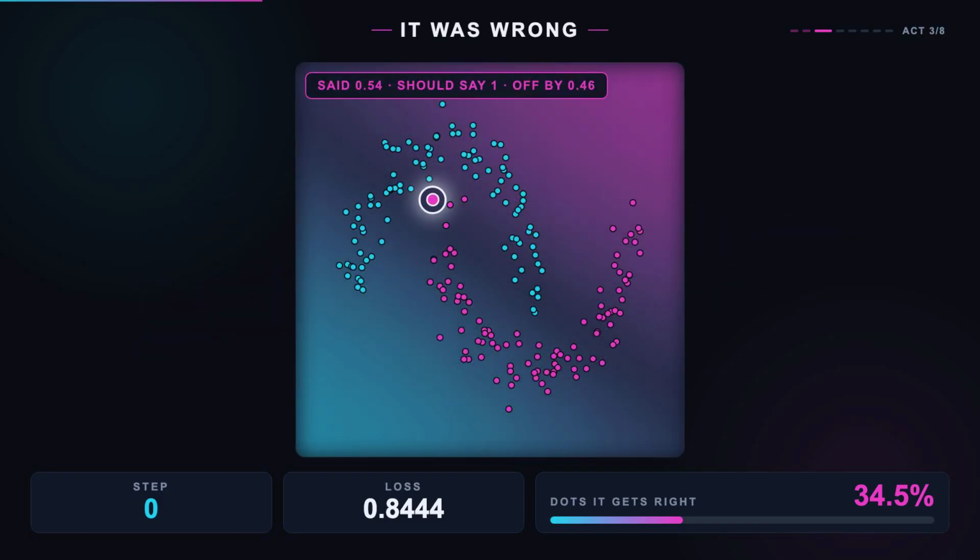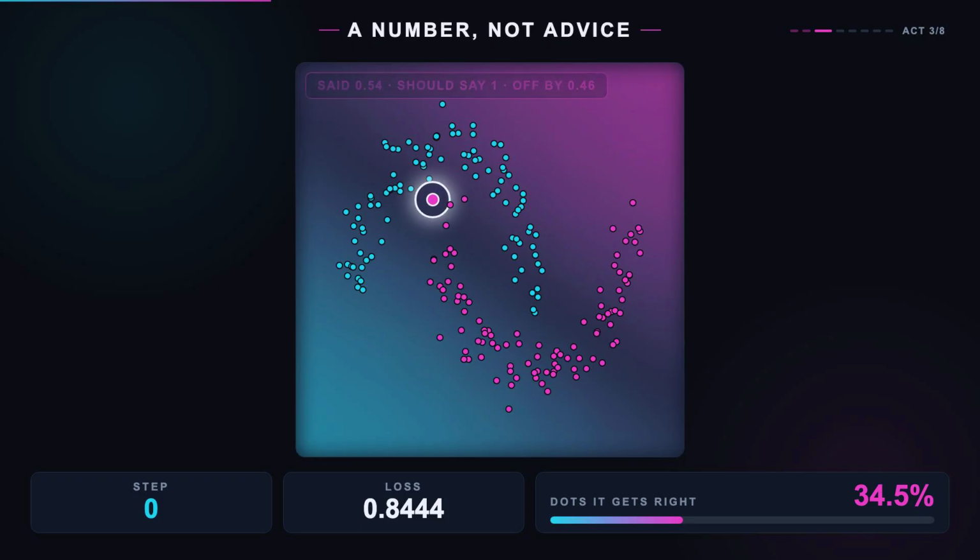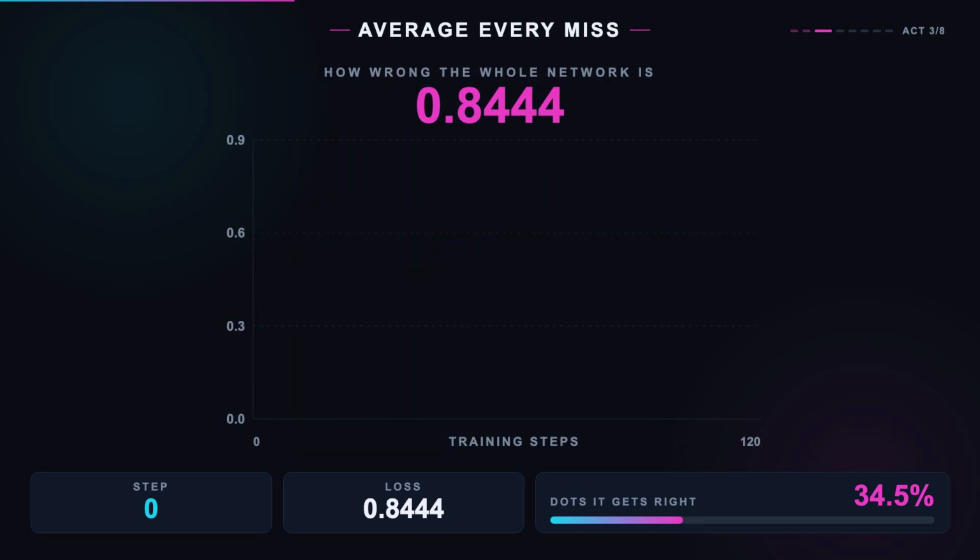The dot really is group 1. The correct answer was 1. It said 0.54, so it is off by 0.46. That gap is the only feedback this network will ever receive. Not advice, not an explanation, a number. Nobody tells it which weight was wrong. Nobody tells it what the answer should have looked like. It gets one number, and that is the whole conversation.